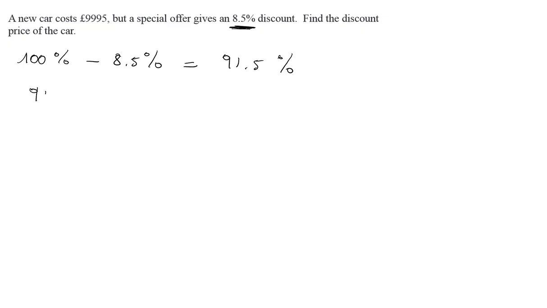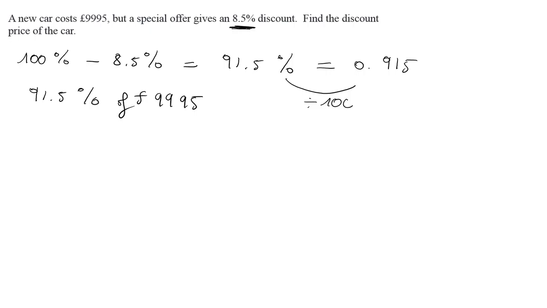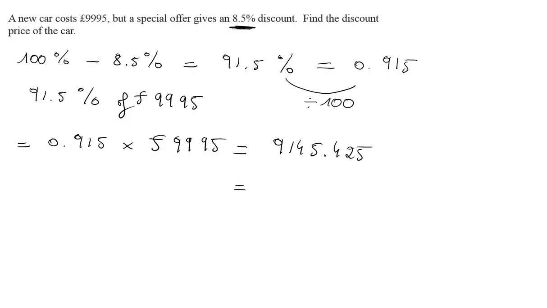So 91.5% of 9,995. What is that? Well, 91.5%, I'm going to rewrite that as a decimal, and I get 0.915. Again, remember, we divide by 100 to get to my decimal. 91.5% of 9,995, that will be 0.915 times 9,995, and that will get me 9,145.425. Guys, use a calculator for doing this. I don't expect you to be geniuses.